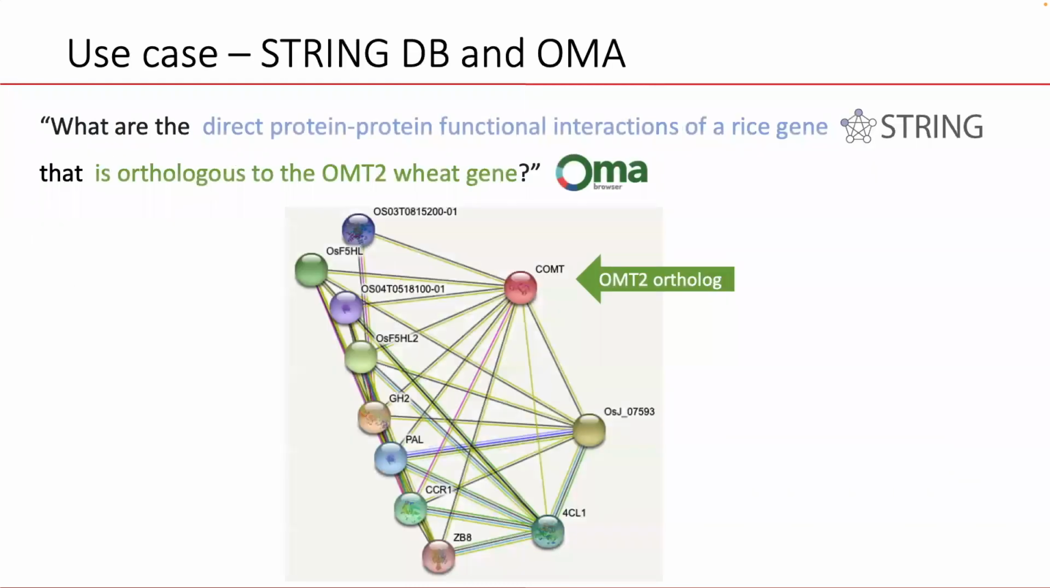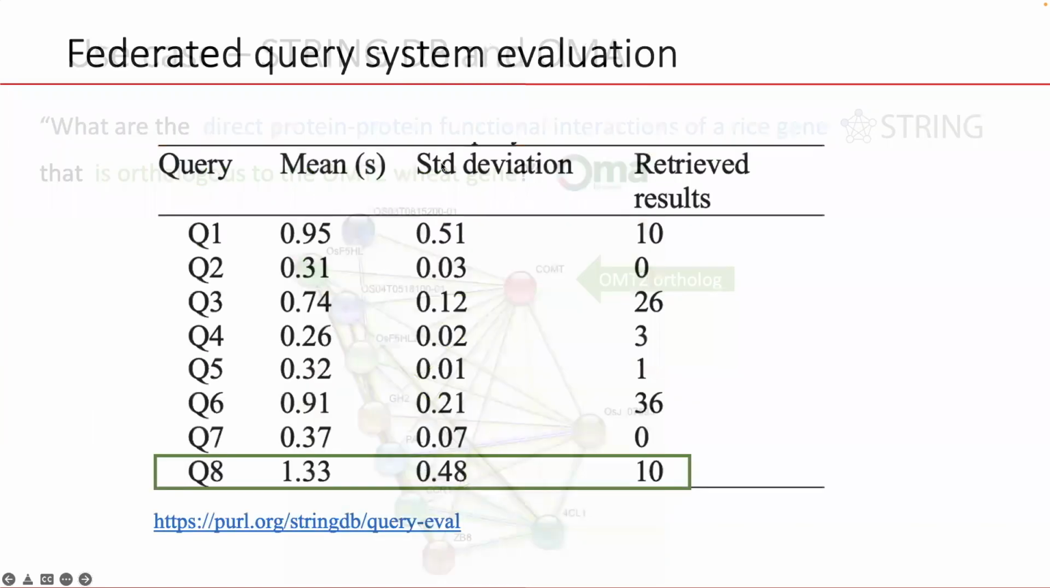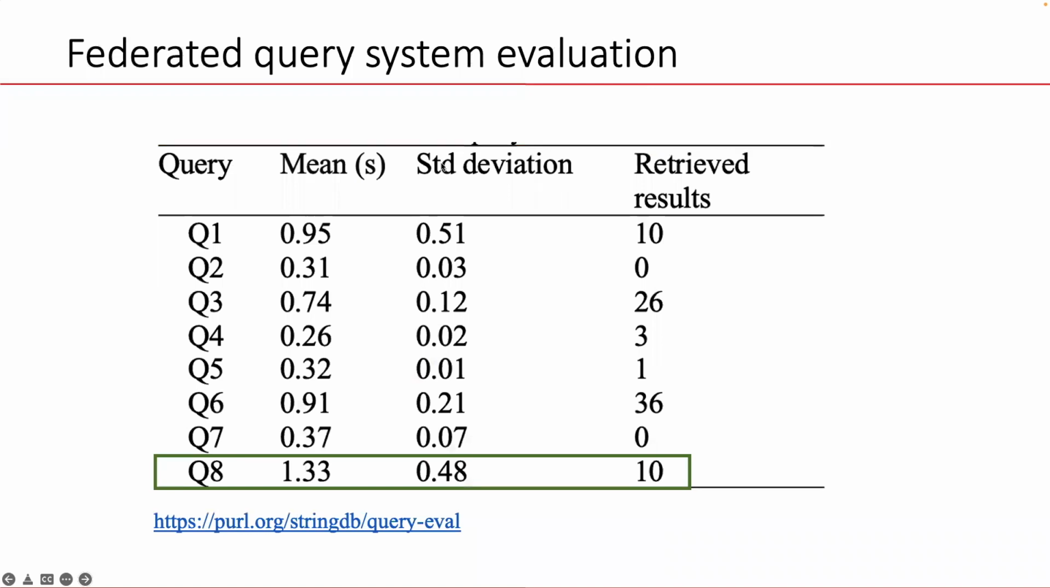Then essentially, if I come back to the question that we had in the beginning of the presentation, the answer is illustrated here, where we have the ortholog, the OMT2 gene, the COMT gene, and its functional product, the protein, interacts with 10 other proteins according to the STRING database. Then I will focus on this question. This is question 8 of our evaluation. We can see that the mean time for retrieving the results was around 1 second for retrieving 10 results. For further evaluation information, you can visit this website. That is a persistent URL.